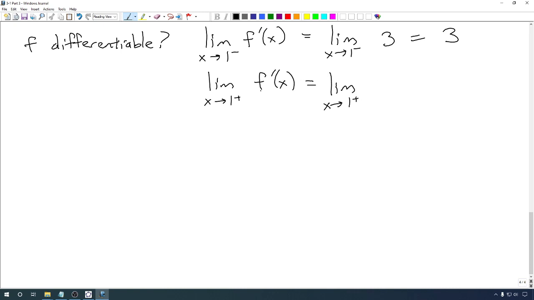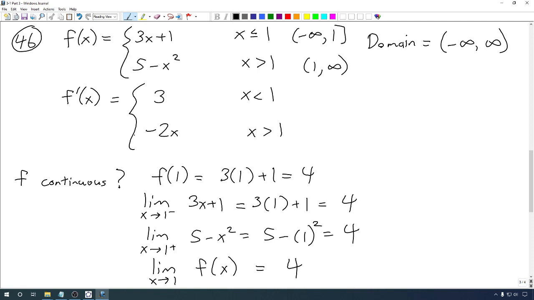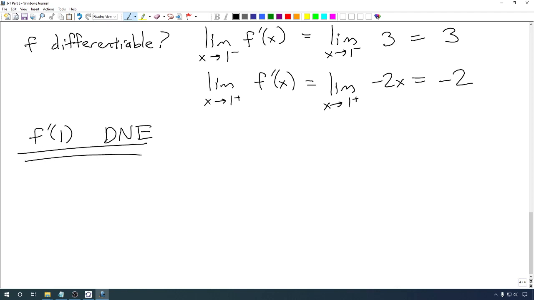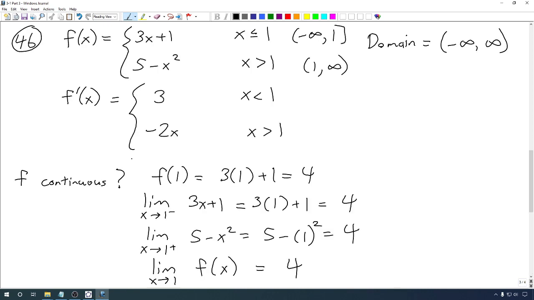If we're coming from the top, our derivative there is negative 2x. So we're taking the limit of negative 2x as x goes to 1 from the top. Of course, that just means because we're dealing with a linear thing here, we just get to plug in 1. Negative 2 times 1 gives a negative 2. These are not equal. So f prime of 1 does not exist. That's important. And that's not obvious unless we actually take these limits.